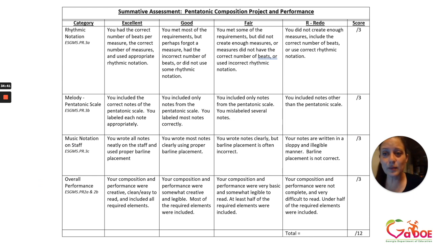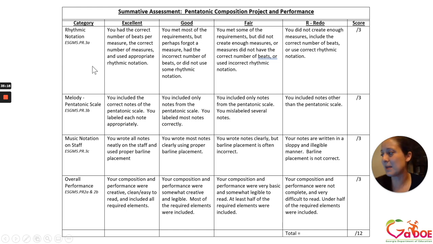Here is another example of a summative assessment that is a composition project and performance. So the students are going to be using paper to write down an extended pentatonic melody. They're going to be composing it. They're going to be using specific rhythmic notations, and then they are going to perform it. This rubric you can see is tied to the standards, and each standard is written very carefully underneath each of the categories so that there is a clear understanding as to what they're mastering.